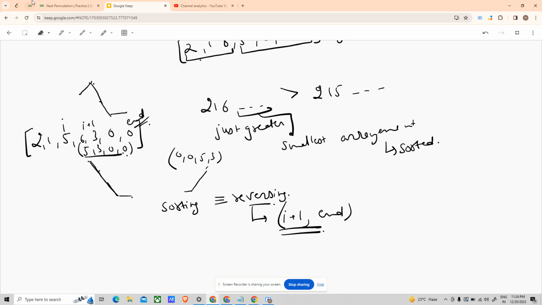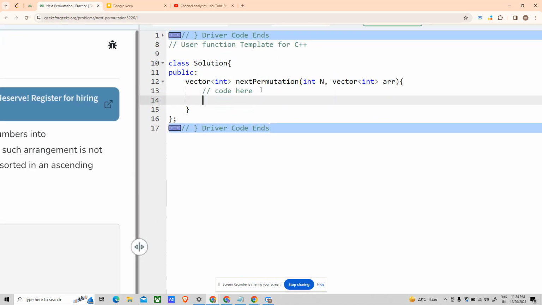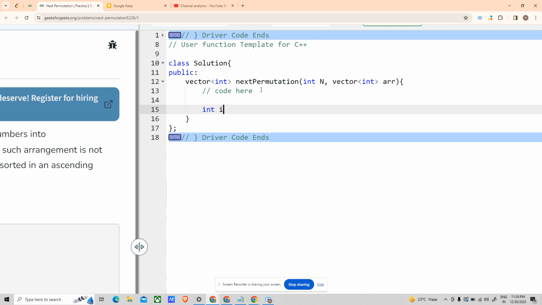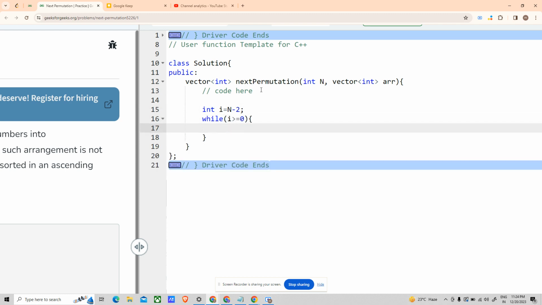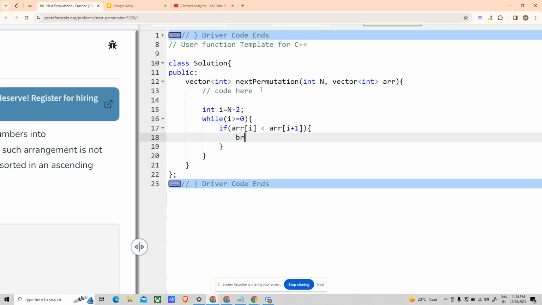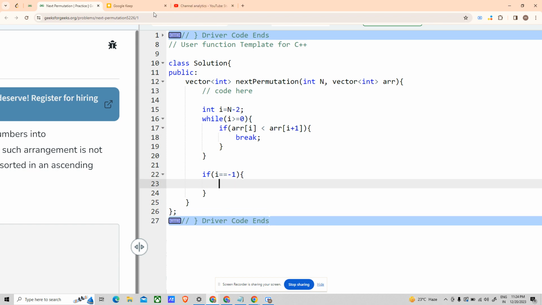Let's code it down real fast. It's a very easy problem if you understand it correctly. So what we have to do is take an index I, name it as n minus 2 because we have to start traversal from the n minus 2 index. While I is greater than or equals to 0, if arr[I] is less than arr[I plus 1], break. What if I equals to minus 1? I forgot to discuss this case.